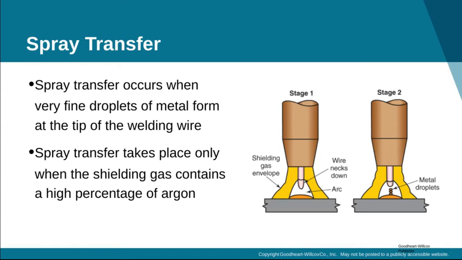Spray transfer occurs when very fine droplets of metal form at the tip of the welding wire. Spray transfer takes place only when the shielding gas contains a high percentage of argon. So again, we'll use a 98% argon, 2% oxygen mix. That just helps it get real hot.